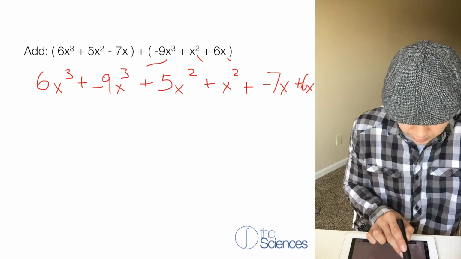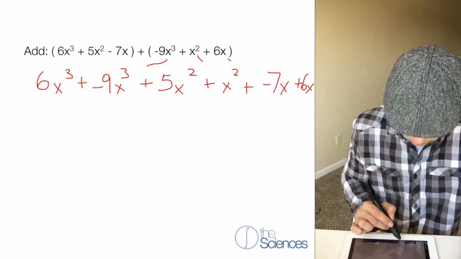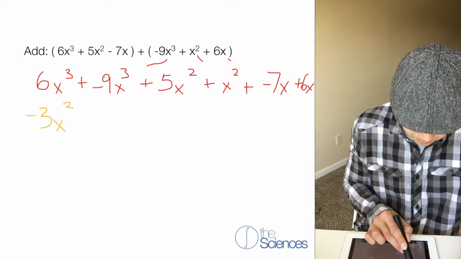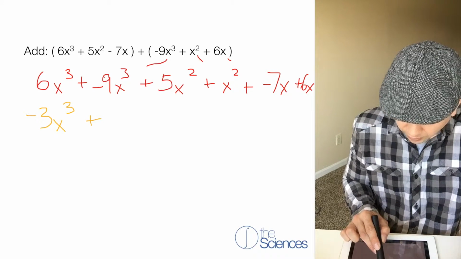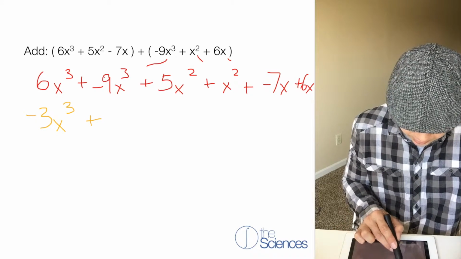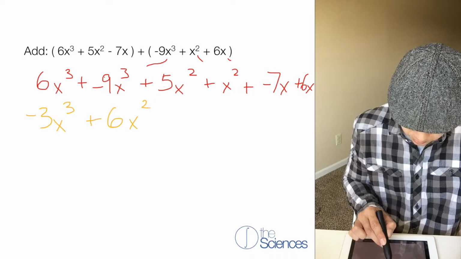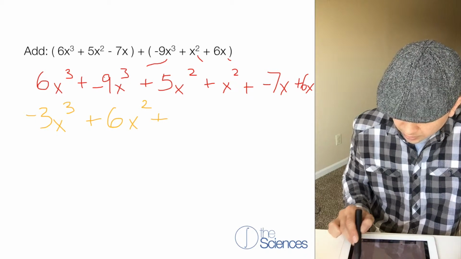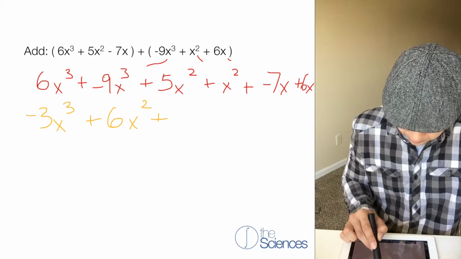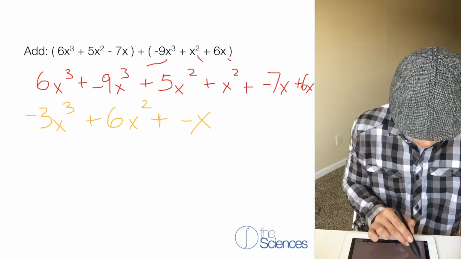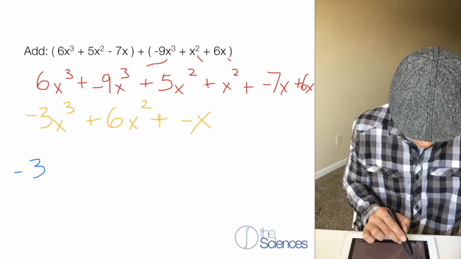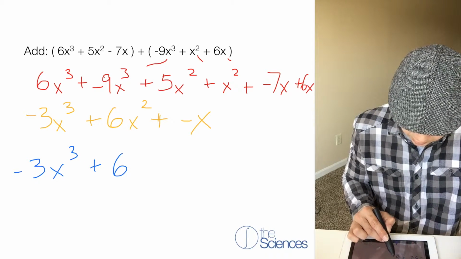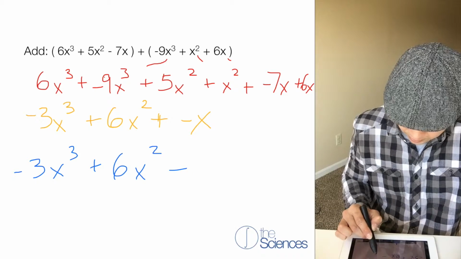So 6x cubed minus 9x cubed is negative 3x cubed, plus 5x squared plus x squared is 6x squared, plus negative 7x plus 6x is negative x. We can simplify this as negative 3x cubed plus 6x squared minus x.